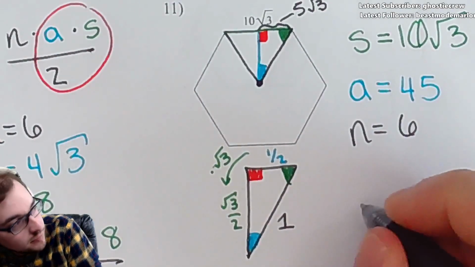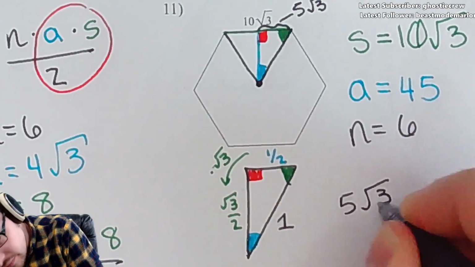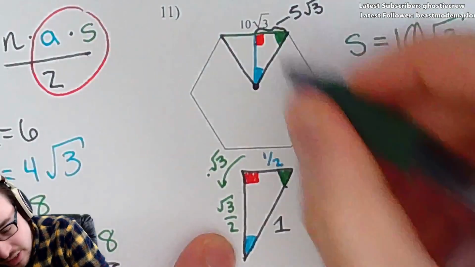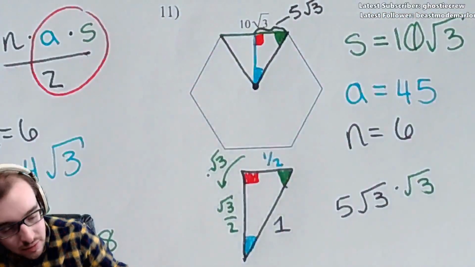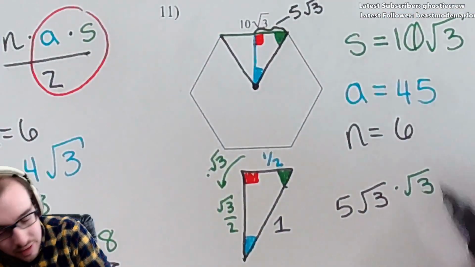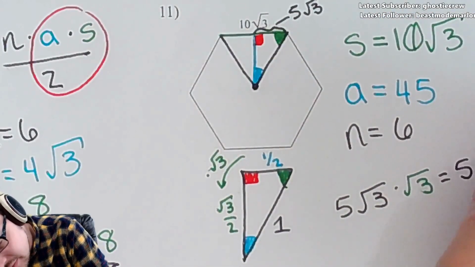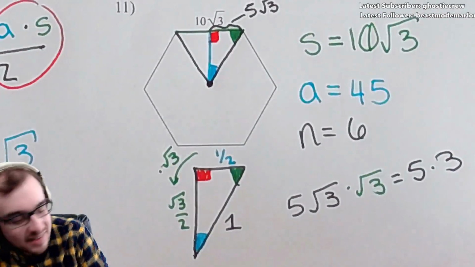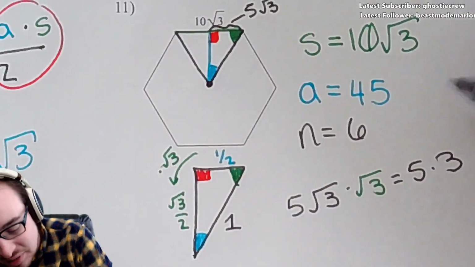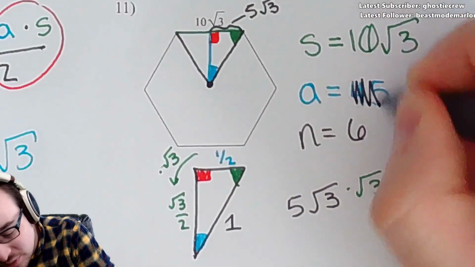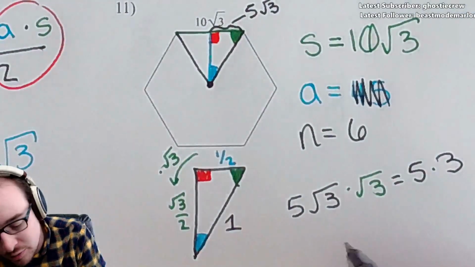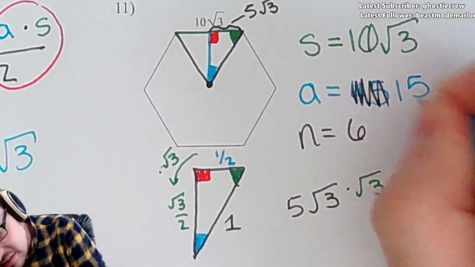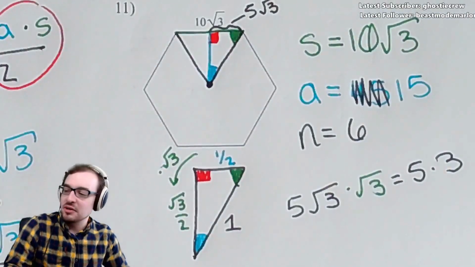So again, in slow-mo, 5 root 3 is what we had, right? And we're timesing that by root 3 to get to this side. Well, 5 root 3 times root 3 is 5 times 3, because root 3 times root 3 is 3. And then 5 times 3 is going to be our answer, not 45. This is why I got to slow down. Root 3 times root 3 is 3. 5 times 3 is 15. So A should be 15. Somehow I can always tell when I'm wrong.